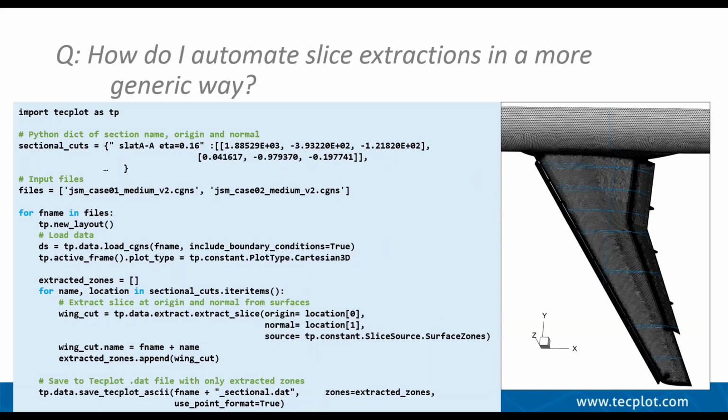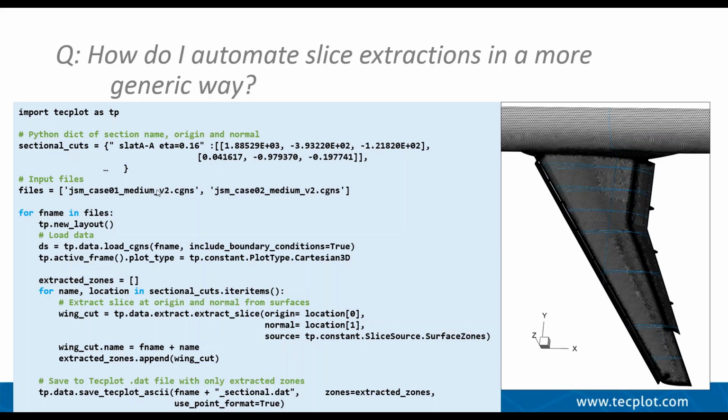How do I automate slice extractions in a more generic way? So extractions are pretty powerful in the Tecplot language. This is a sample PyTecplot script where we're given a Python dictionary of a slice name, an origin, and a normal. This is an abbreviated list, only showing one, but in the image on the right, you can see that I actually looped through and did about 20 sectional cuts at different angles and normals.